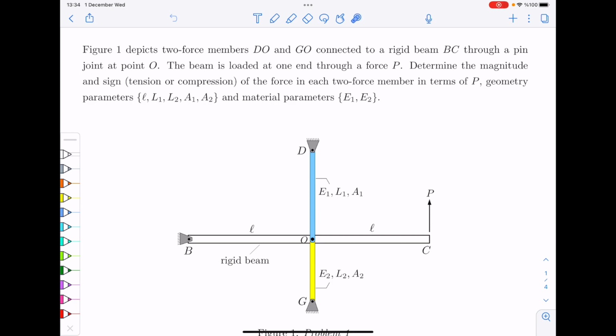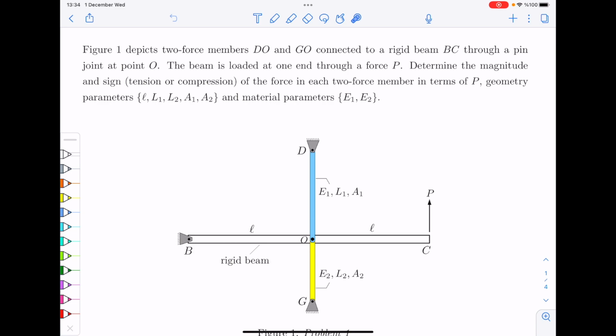In this figure, you have a bar here, BOC. At the end of it, or a beam if you like, you apply the force P upwards, and 2 members, OD and OG, and both of them are 2-force members, obviously, because they have only 2 forces at their ends, are also connected to this in order to keep it in place.